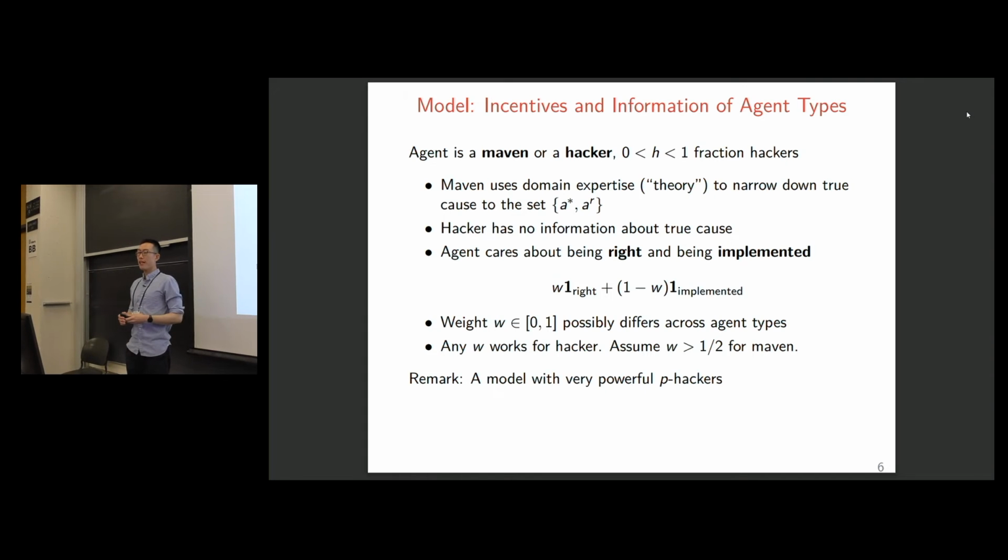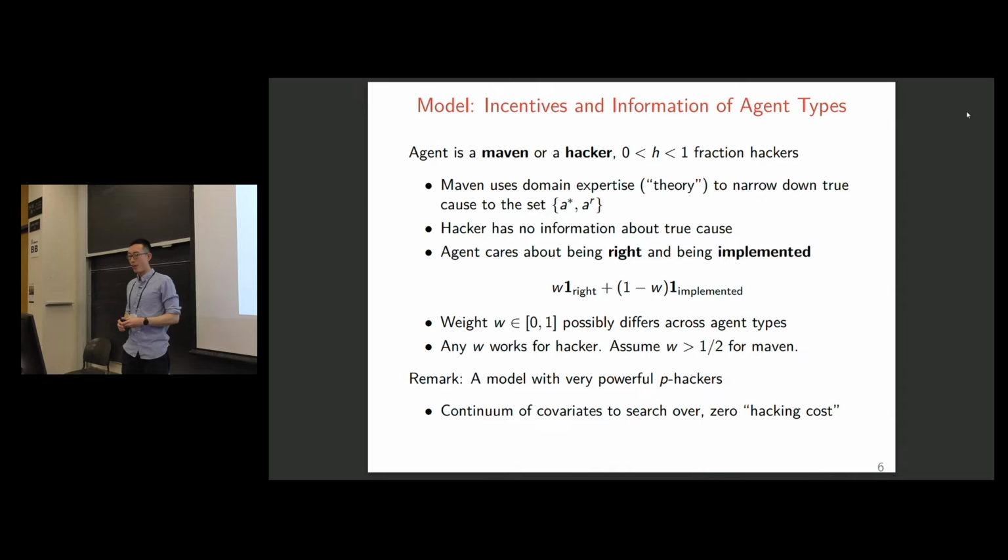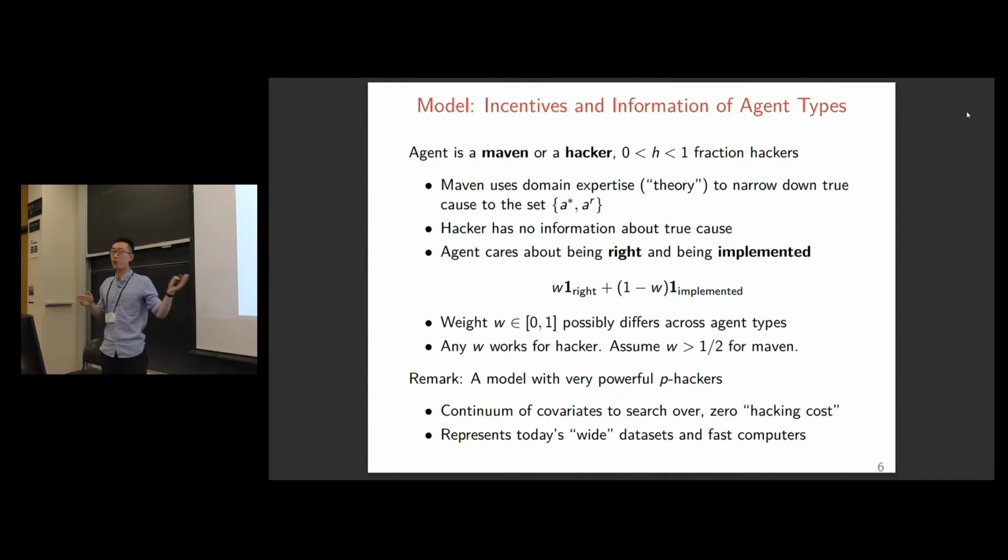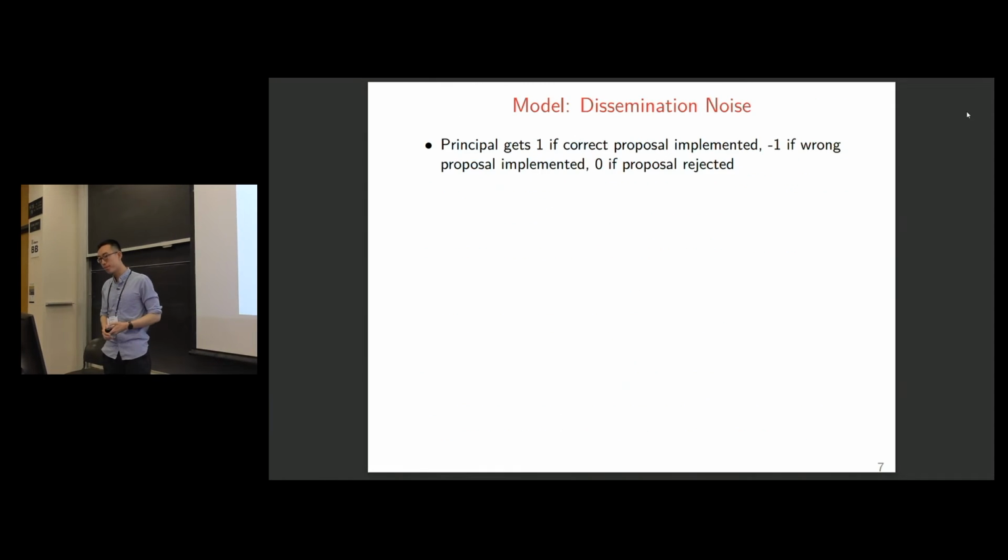So notice that this is a model with very powerful p-hackers. Why very powerful? They've got a continuum of covariates they could search over, and they suffer exactly 0 hacking cost. So somehow, this is an extreme version of what I told you before, the realistic situation of today's very wide data sets. There are literally infinitely many covariates and very fast computers, and they incur exactly 0 hacking cost.